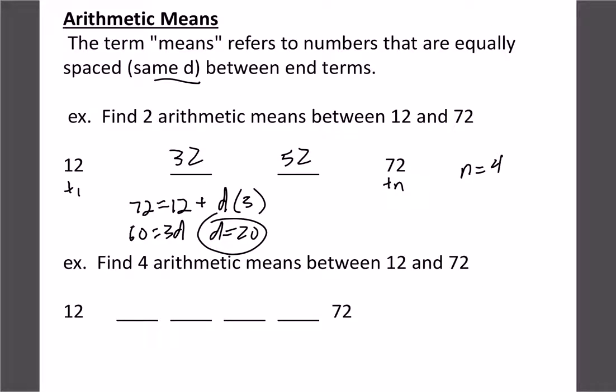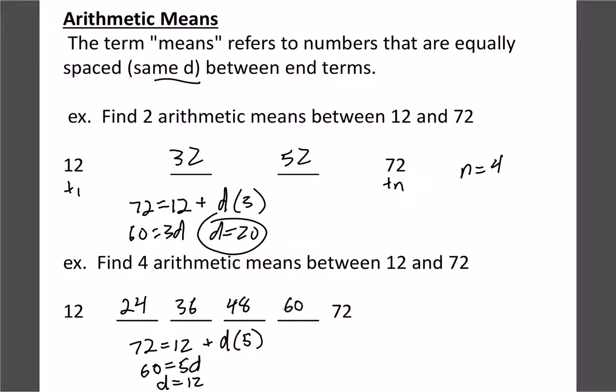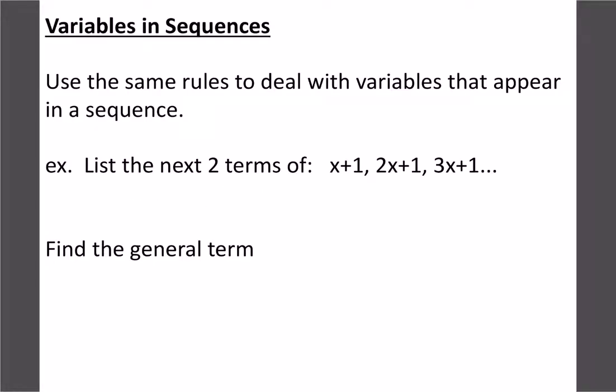So once we figured out our d, we can now solve for those arithmetic means pretty easily. So the same numbers again, except now we've got 6 terms. So we can plug it into the formula. 12 plus d times 6 minus 1, which would be 5. So we get 60 equals 5d. Divide by 5, we get 12. So in this case, we're going to be adding 12 each time. So we'd have 24, 36, 48, 60, add 12 again, gives us 72. Okay, so anytime you're looking for arithmetic means, that's usually the best way to go, is solve for d, and then once you have that, you can plug in any missing number.